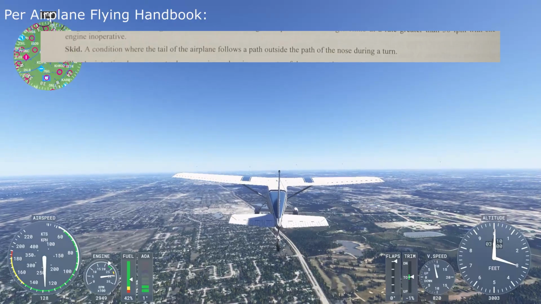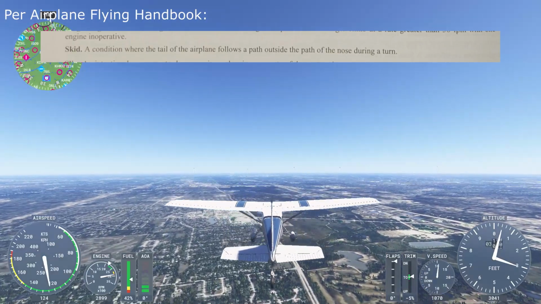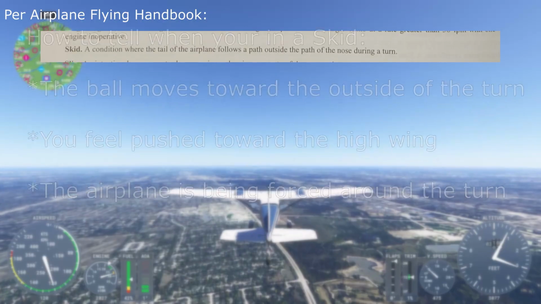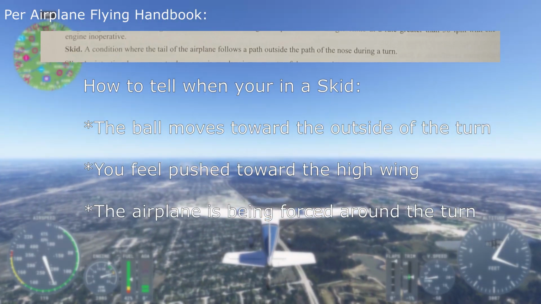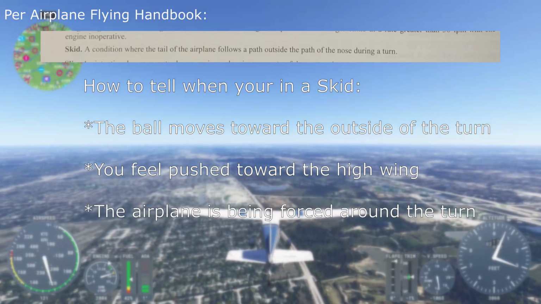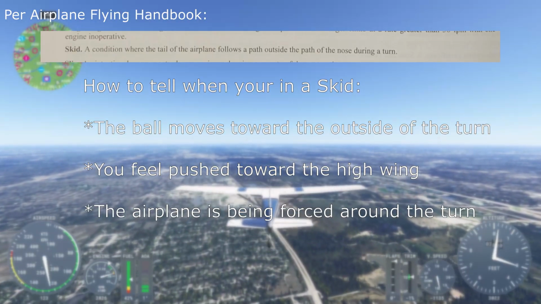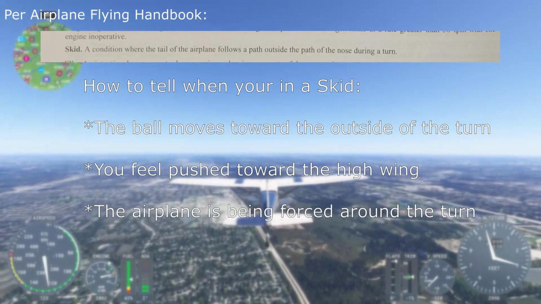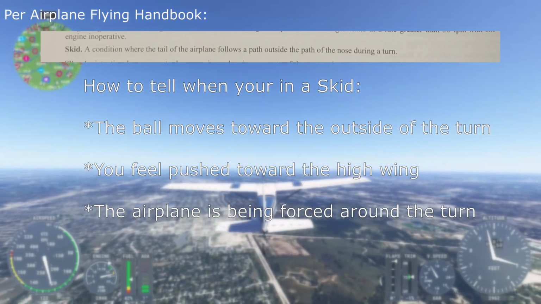Next, let's talk about skids. Skids are the opposite of slips, where the tail drags outside the turn while the nose drags inside. You can tell when you're in a skid when the bar on the turn indicator moves outside the turn, you're feeling pushed towards the high wing, and the airplane feels forced around the turn.